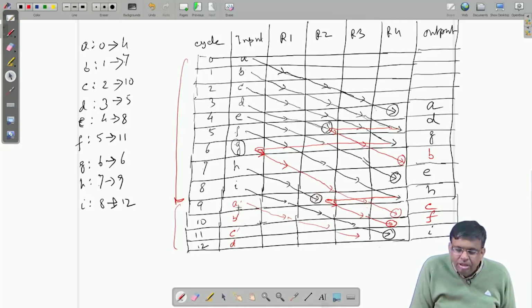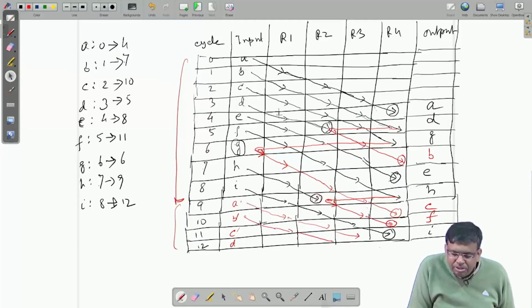Dot dot dot dot. B prime is born here, it will go like this. C prime born here, it will go like this, and so on and so forth. So, these fellows, I am just hashing them actually. They are not overlapping with this. They are not coming in conflict.